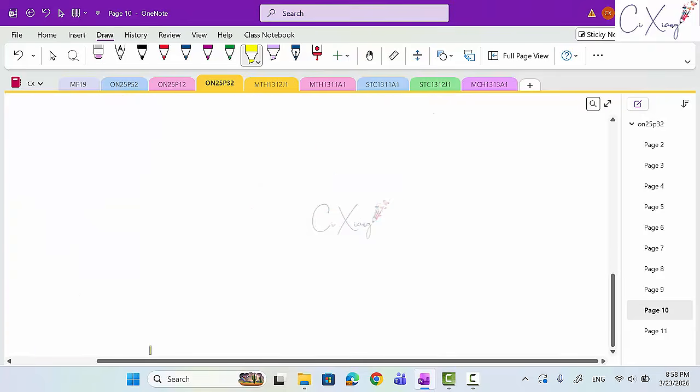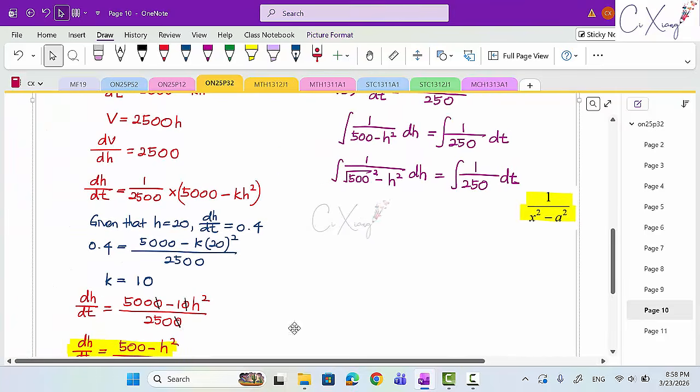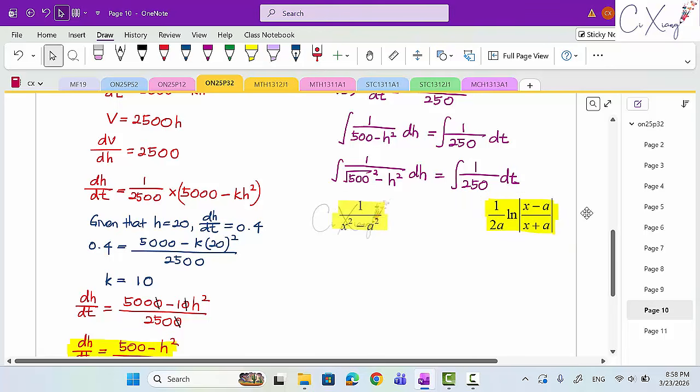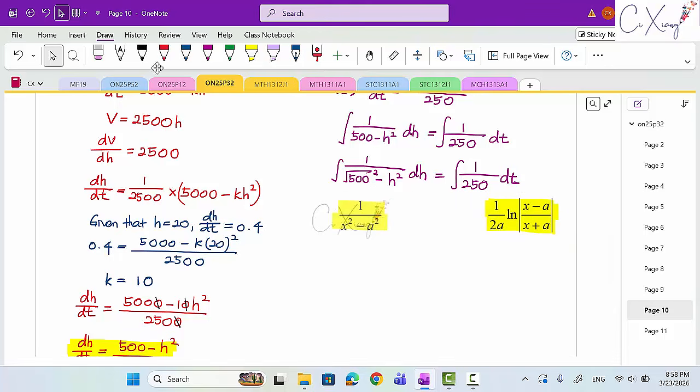Okay, so what do we have here is this one. Okay, here, yeah, so that you can see clearer. So that means if you want to integrate 1 over x squared minus a squared, right? Let me have a look. Did I copy the wrong equation? Let me double check again.